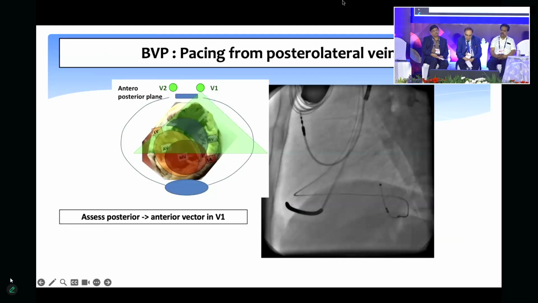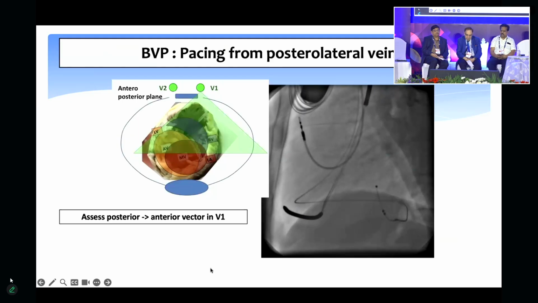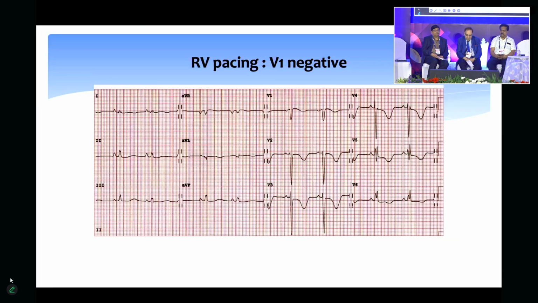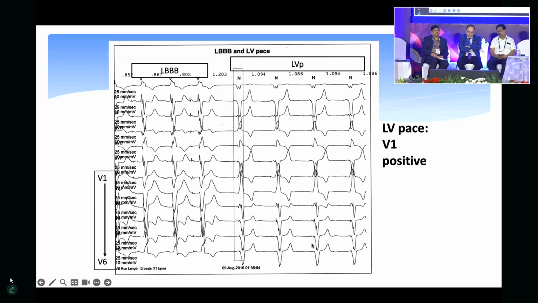We are doing a posterolateral pacing. The posterior to anterior vector is best assessed in V1, which records posterior to anterior. So the lead is here, it's posterior. And once you pace posterior, you should have a V1 positive. So if you pace anterior, RV, you will have a V1 negative QRS. Whereas LBBB will also have a V1 negative QRS.